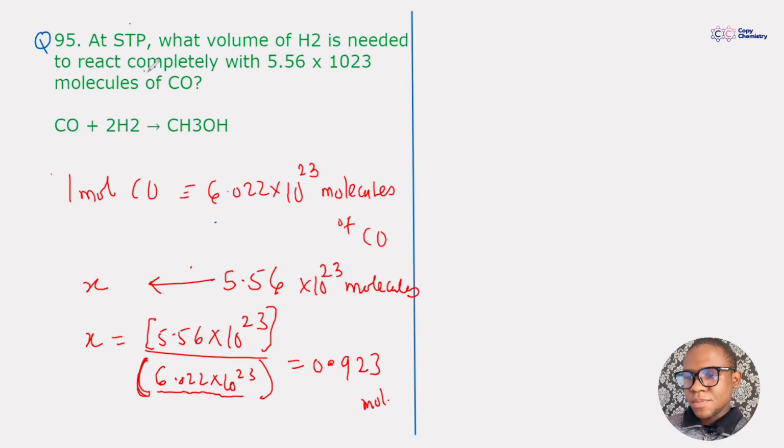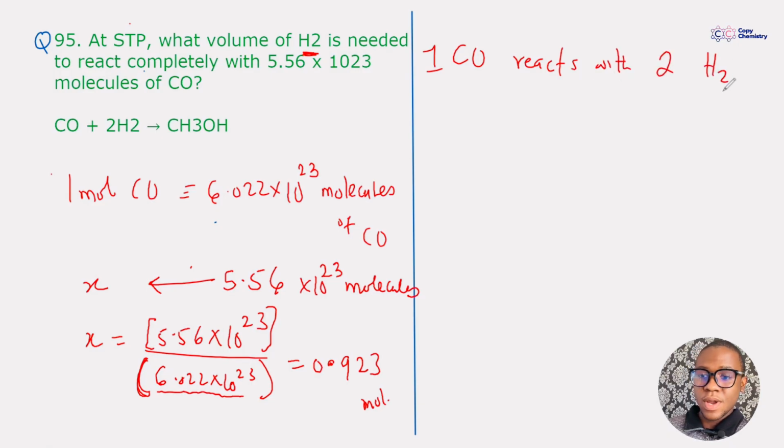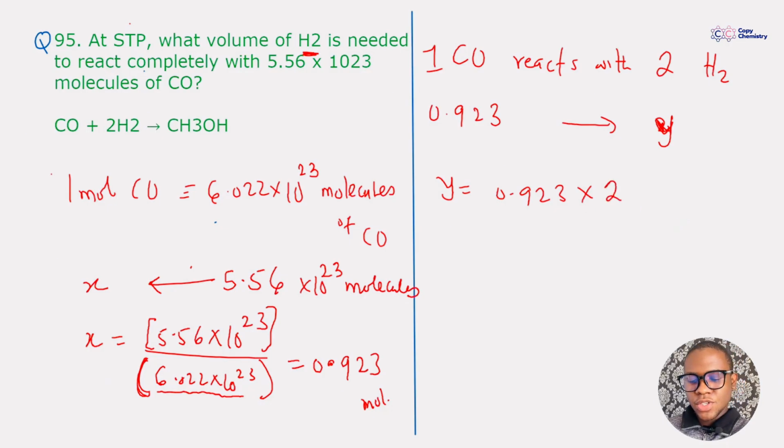Now, at STP, what volume of H2 is needed to react completely with these moles? From the balanced equation, we can see that 1 mole of CO actually reacts with 2 moles of H2, right? And it's balanced. So that means if we had 0.923 moles of CO, it will just react with, let's call it Y this time around. And then Y would be 0.923 multiplied by 2, and that should give us 1.846 moles of H2.